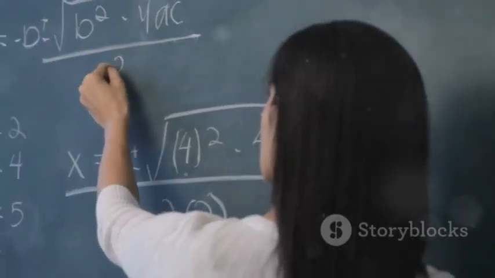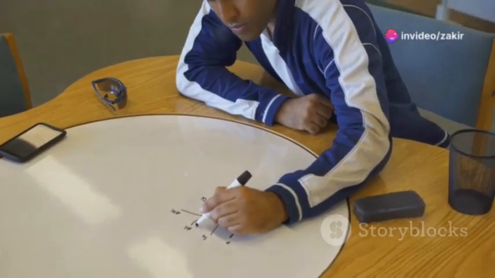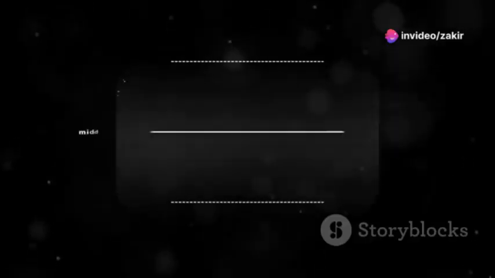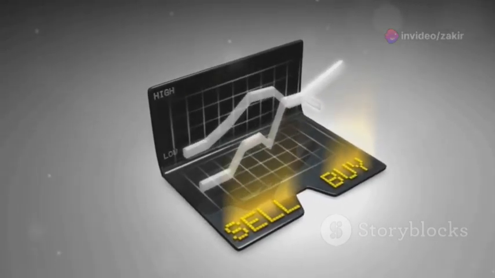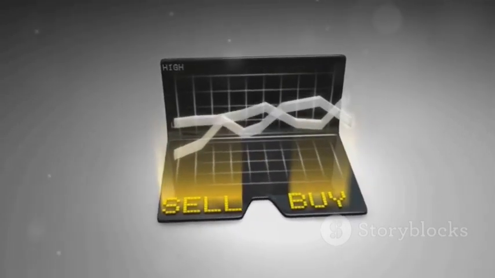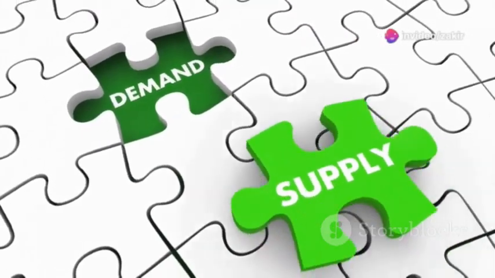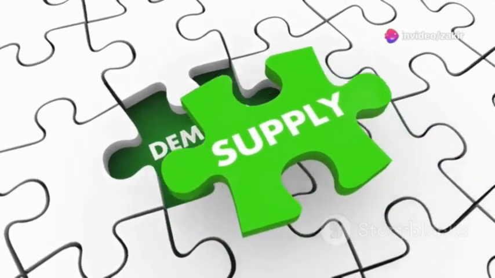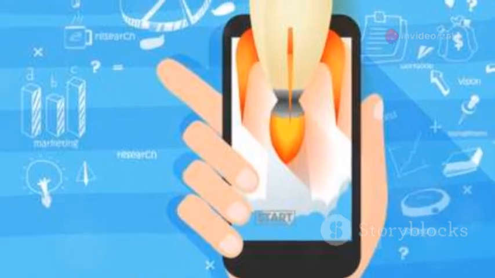The quadratic formula might seem intimidating at first glance, but fear not. It's simply a roadmap that guides us to find the solutions, also known as roots, of any quadratic equation. These roots represent the points where the parabola intersects the x-axis, providing crucial insights into the behavior of the system being modeled. Whether you're trying to determine the optimal price for a product or calculate the trajectory of a rocket, the quadratic formula is an indispensable tool.